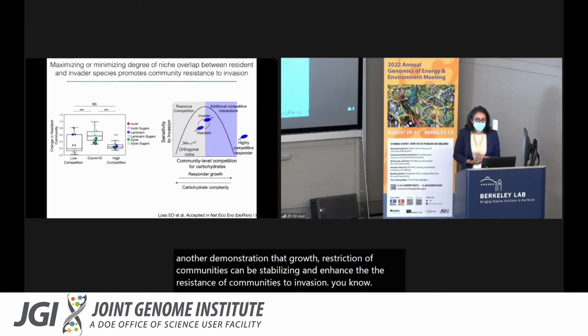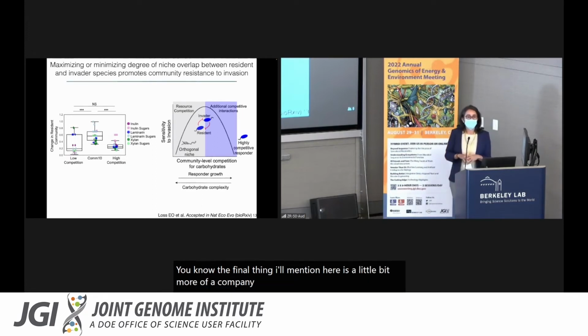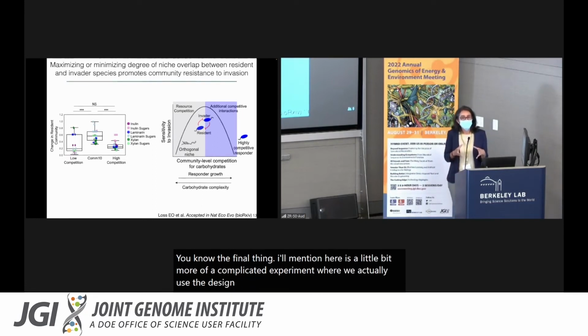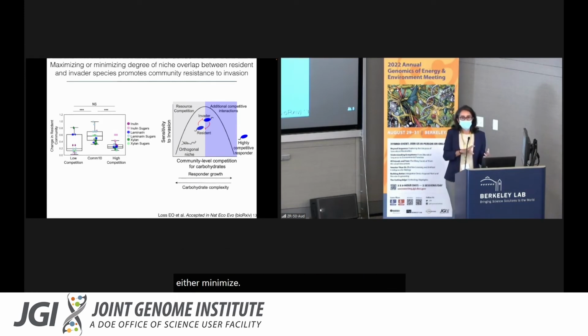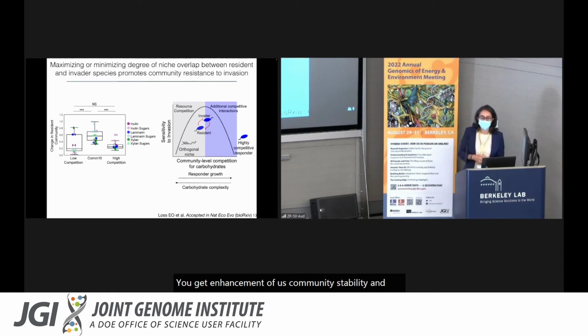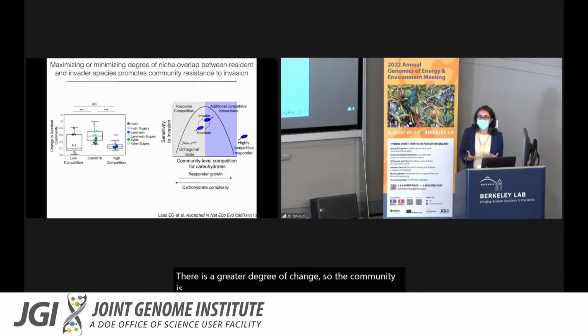The final thing I'll mention here is a little bit more of a complicated experiment where we actually used a design of the community to vary the degree of niche overlap between different species. And we find that if you either minimize the niche overlap or you maximize the niche overlap, you get an enhancement of community stability in response to invasion. At intermediate levels, there is a greater degree of change. So the community is more sensitive to perturbations.